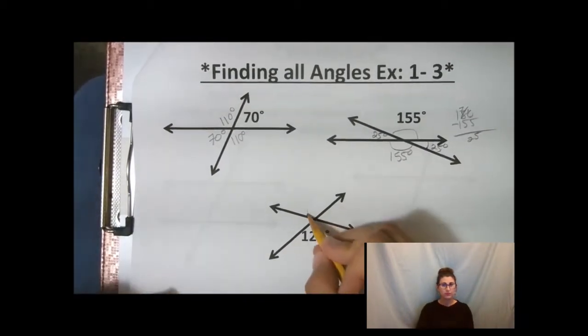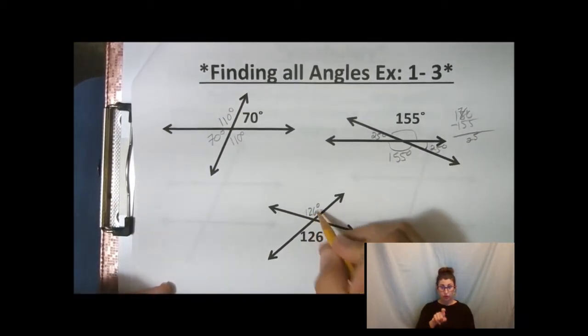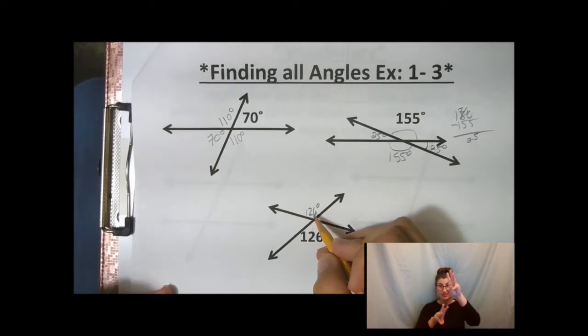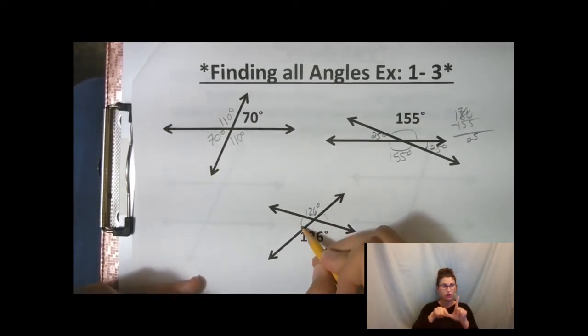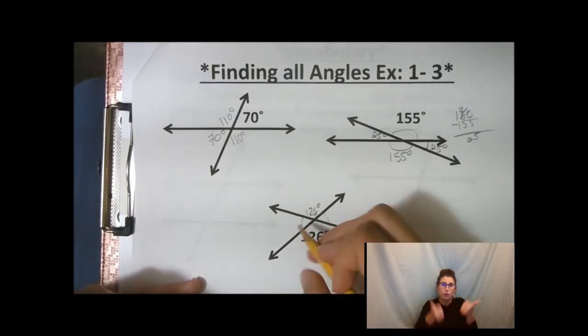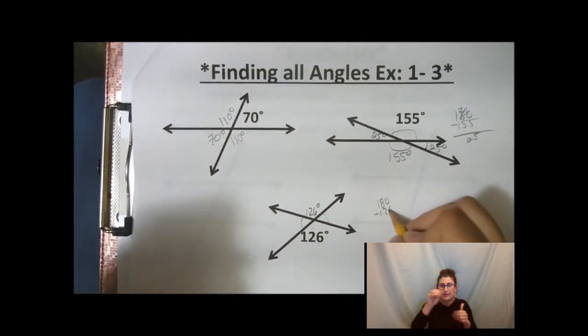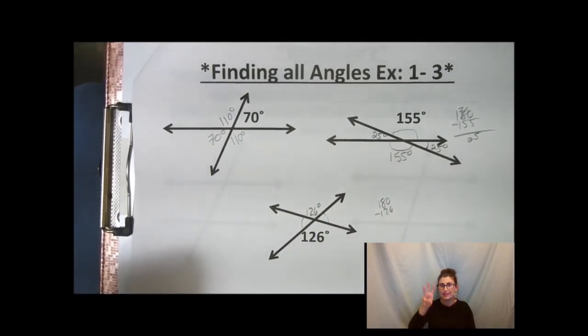All right, if this is 126, this should be 126 due to vertical angles. You can choose to go this way or this way first. It does not matter. All right, so 180 minus 126.